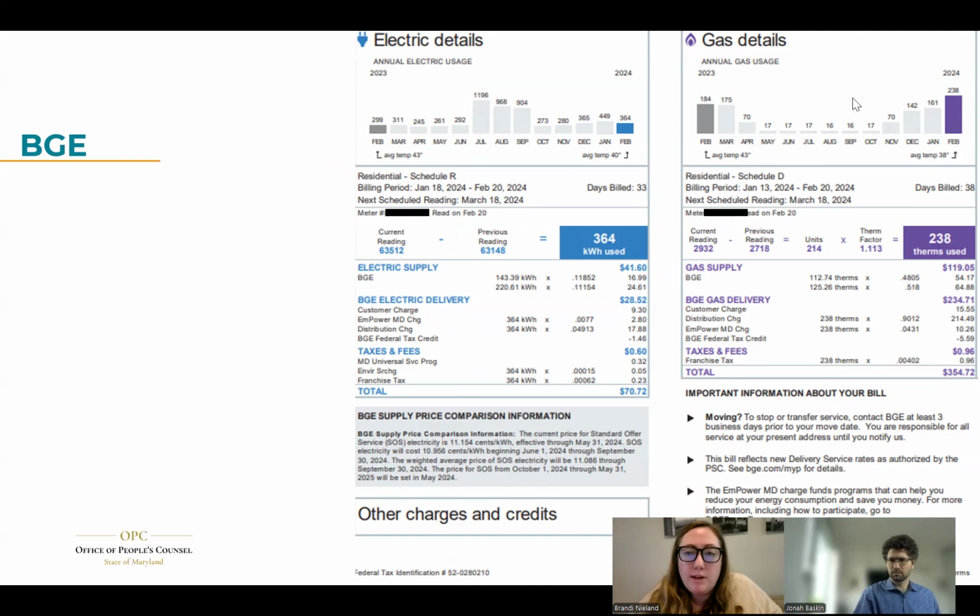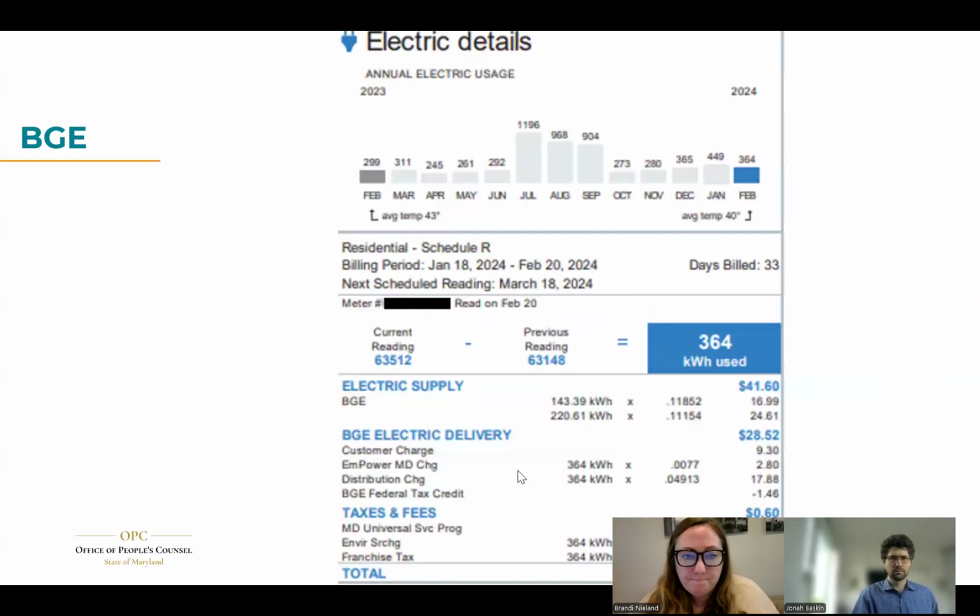We're going to go electric, gas, and then we're actually going to take a second to look at this gray box at the bottom. So here's our electric. At the top, we're going to see our annual usage. The bars represent the kilowatt hours. We're going to see the average temperature for the time period as well.